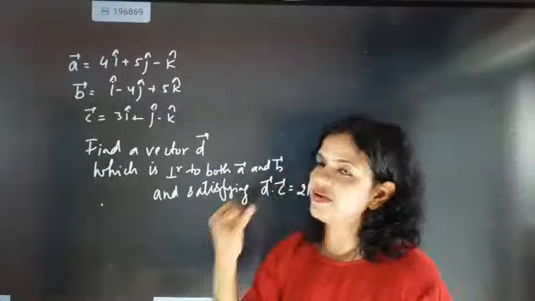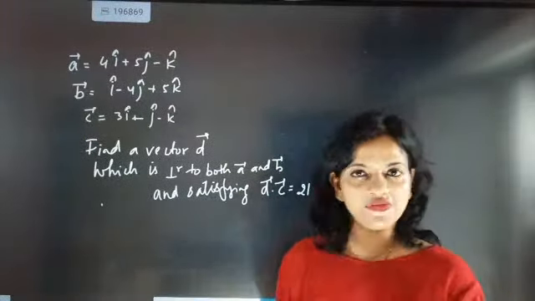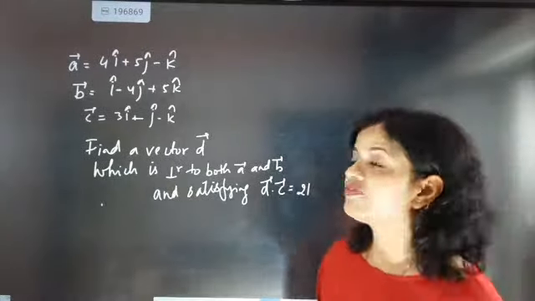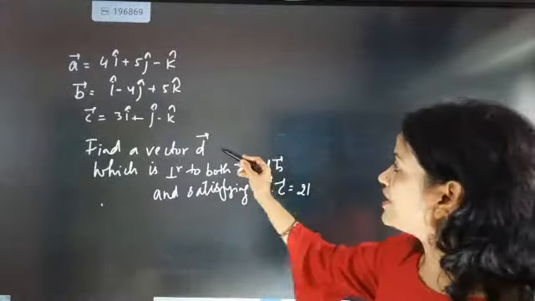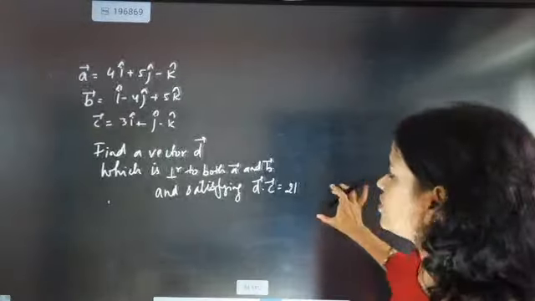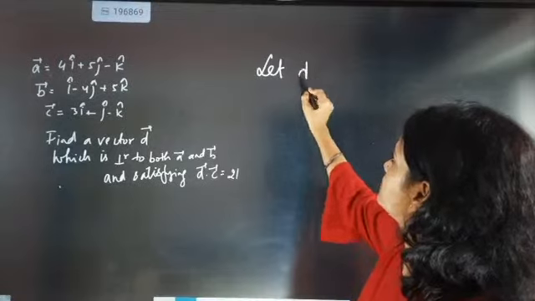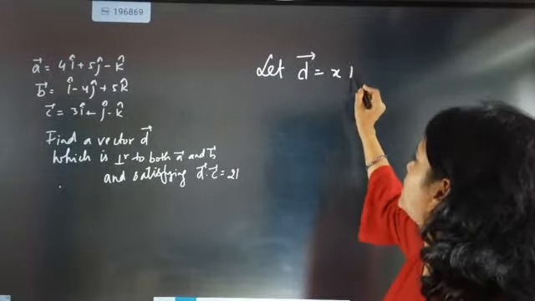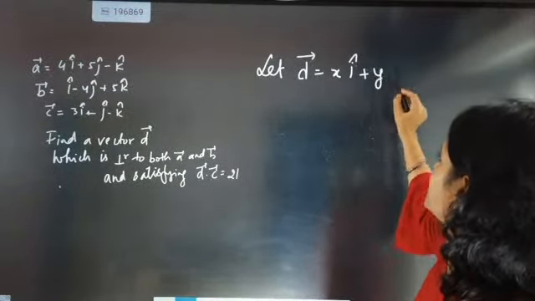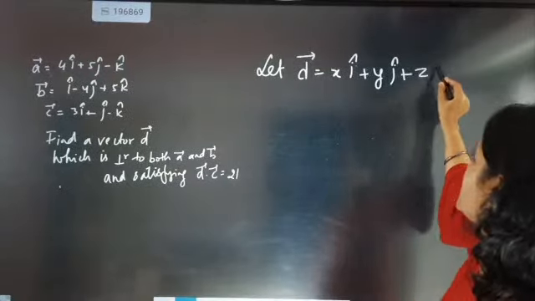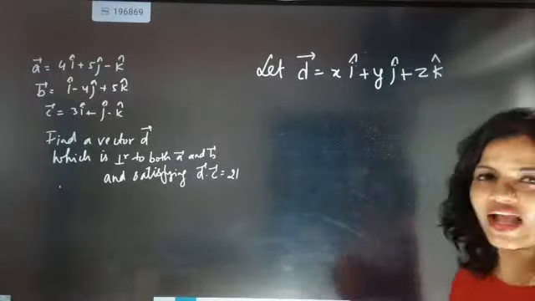They are telling that a vector, b vector and c vector, three vectors they have given, and they are telling to find d vector. So right now we don't know what is d vector. So now let d vector be equal to xi plus yj plus zk. Okay, so we identified it.